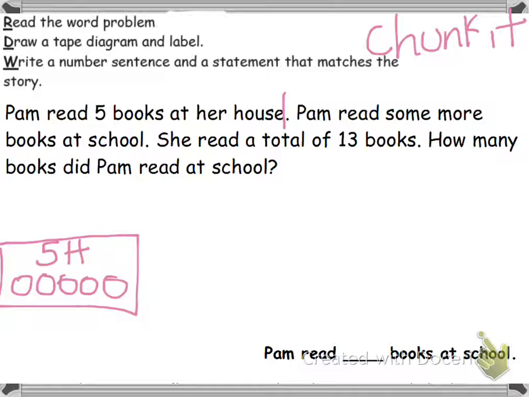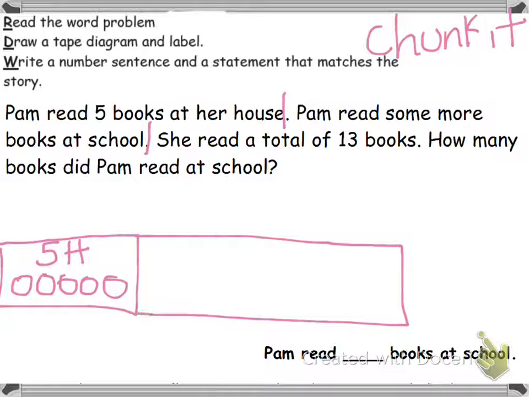So now we're going to keep on reading because I drew my picture, I boxed it in, and I labeled it with a letter and a number. So we're good. So now it says Pam read some more books at school. Stop right here. It says she read some more books at school. Now that is important information. How many she read at school. But do we know how many she read at school? Nope. Mystery box. We don't know that just yet. We don't know how many she read at school yet. So we can't draw a picture, but I just put an S for school. That's all I could do.